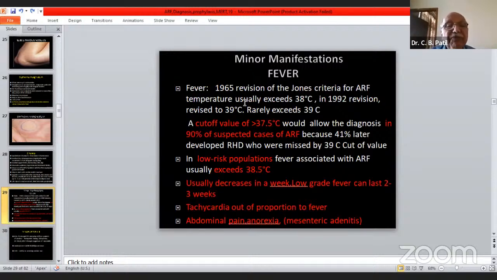Minor manifestations: fever. A cutoff value of more than 37.5 would allow the diagnosis in 90% of suspected cases of acute rheumatic fever. In low-risk populations, fever associated with ARF usually exceeds 38.5 degrees. It usually decreases in a week. Low-grade fever can last 2 to 3 weeks. Tachycardia is most often out of proportion to the fever. That's why we always check the heart rate at night. That should settle. Abdominal pain and anorexia may also be there, and there may be mesenteric adenitis also in these people.